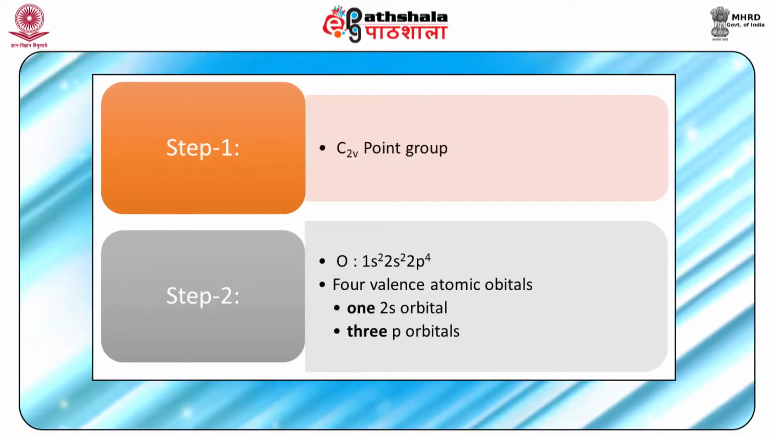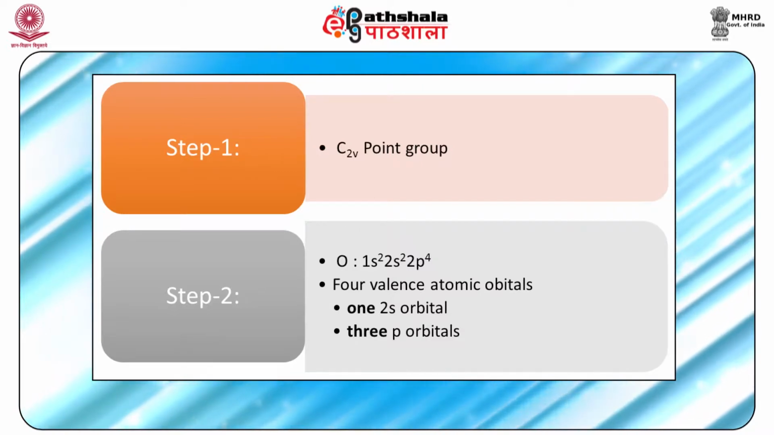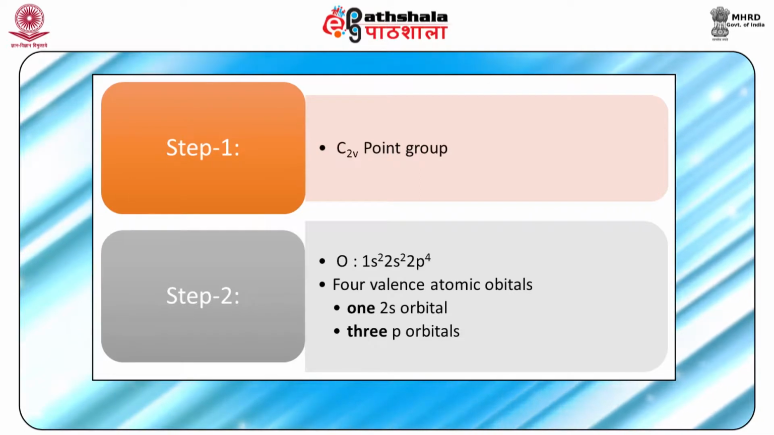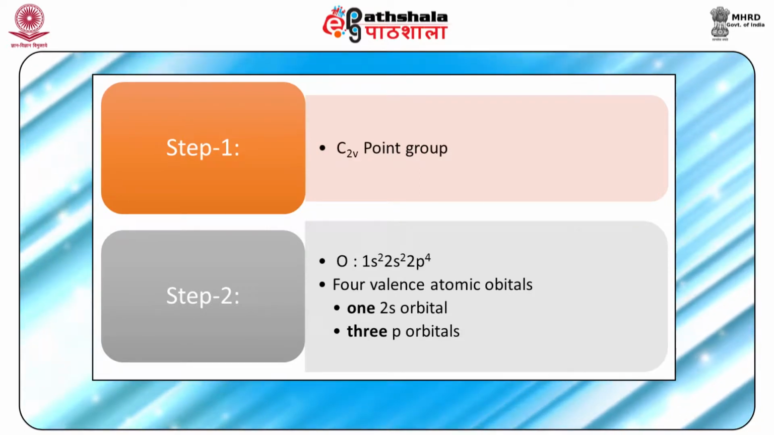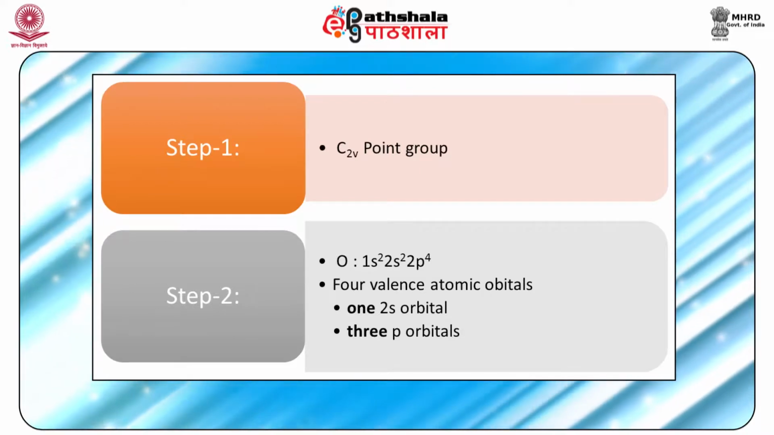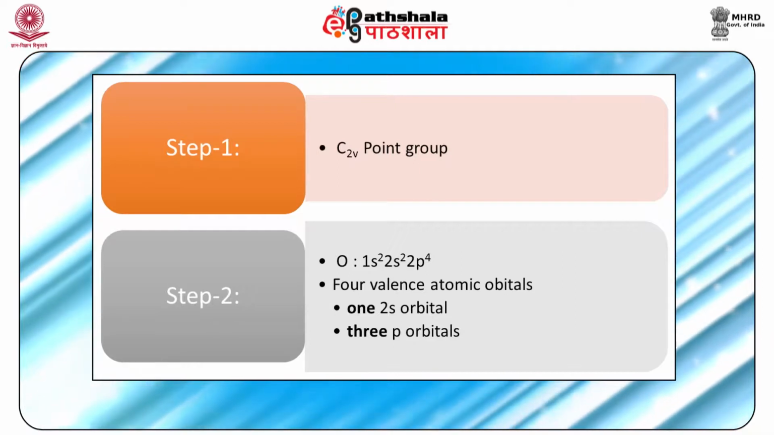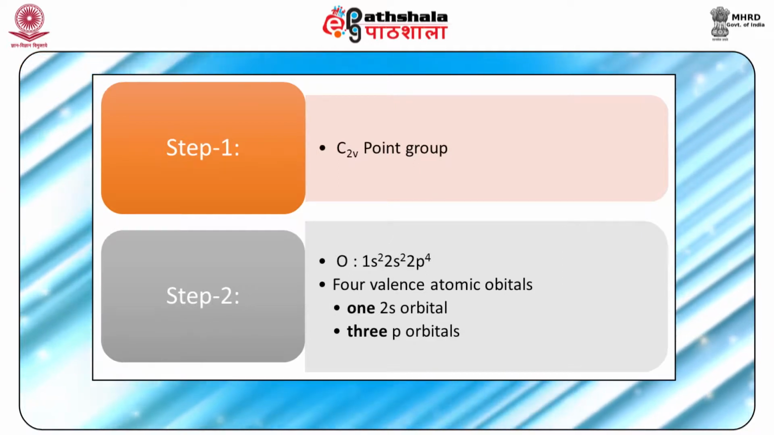What is the point group of this molecule? The central atom is oxygen. Oxygen has electronic configuration 1s2, 2s2, 2p4. Thus, the valence atomic orbitals are one 2s orbital and three 2p orbitals, that is, 4 valence orbitals are there.